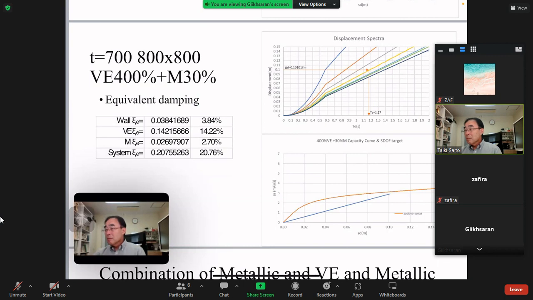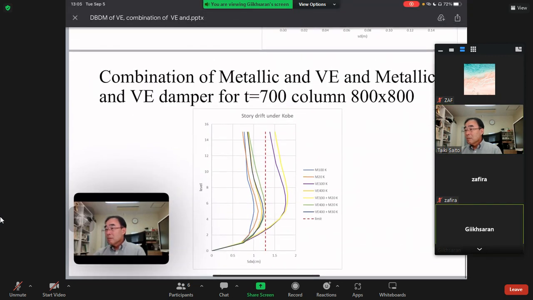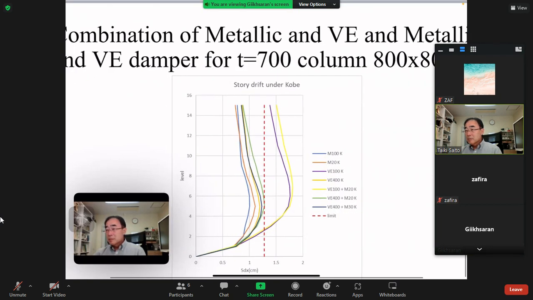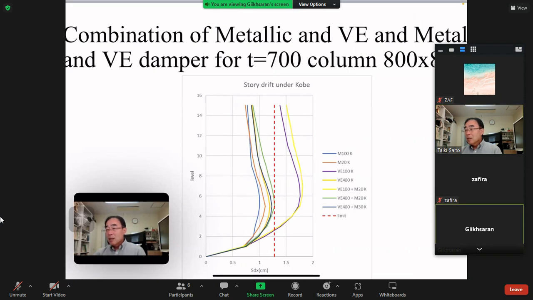And also this slide shows the difference of the storage of each variation of designs, for viscoelastic 100, this is under Kobe, and the combination viscoelastic 100 and metallic 20 percent is not good.